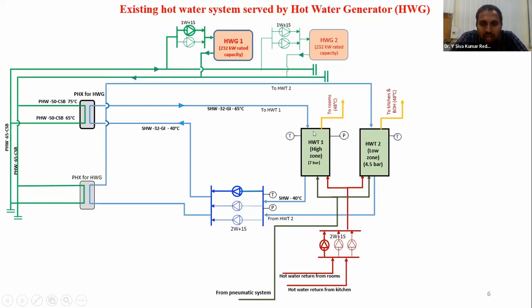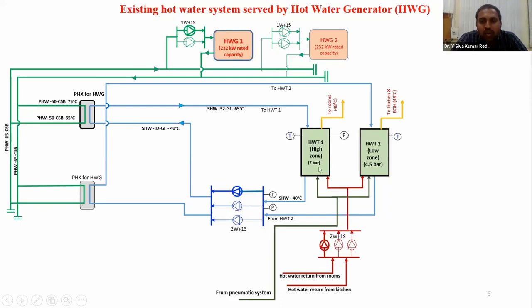So whenever the temperature drops below the requirement, like 46 or 45, then it will gain heat from this plate heat exchanger, and in this way this hot water tank will always be maintained at 48 degrees, and this will be supplied to rooms. And if not used in the rooms, it will be recirculated. That means it will again come back to the tanks through these hot water return lines.